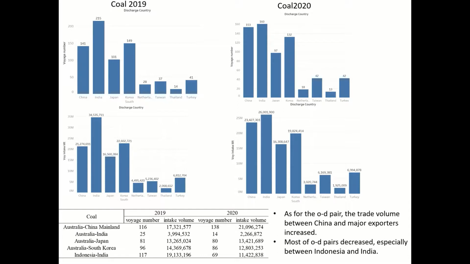And this part is for the import countries. And this table below shows the detailed OD pair information, and for the OD pairs, the trade volume between China and the major exporter, which is Australia, increased. But most of the OD pairs decreased a little bit. But we can see for Indonesia and India, their trade volume and voyage numbers decreased a lot.